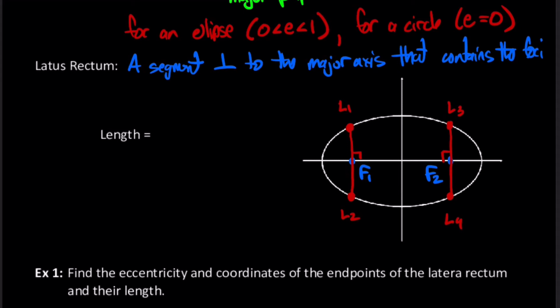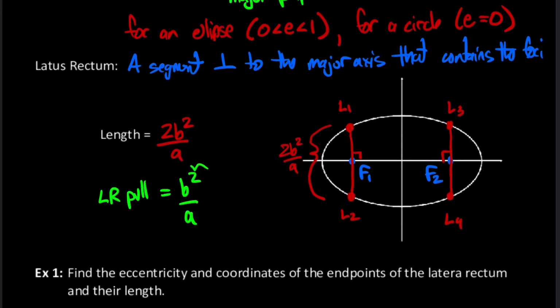So we've got the length of the LR is 2b squared over a. So this length here is 2b squared over a. Now what we generally do is we like to find the distance from the focus to the L1 or L2 or L3, and we call that the LR pull. And the LR pull is simply half of the length, or b squared over a, and that's what we're going to be using more often than the 2b squared over a.